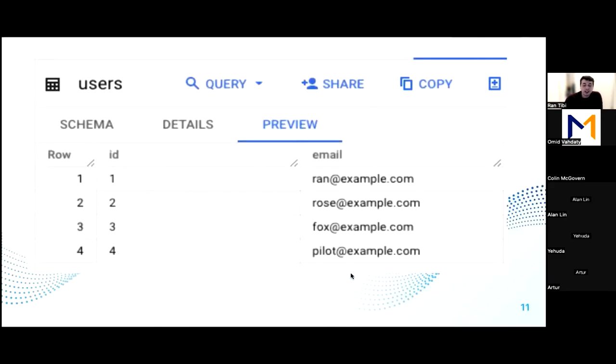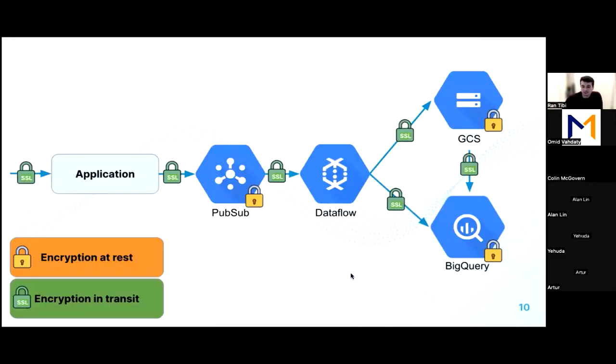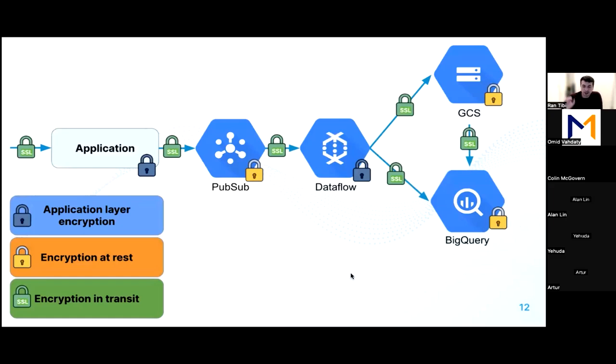But even if we are protected by those two levels, once we have access to the table, I mean, we got in from the front door, the user can see the plain data and use it as he wants. And that actually leads us to the last level, which is the application layer encryption. We would like the application to encrypt the sensitive data before it's written into PubSub, or at least before it's written into BigQuery.